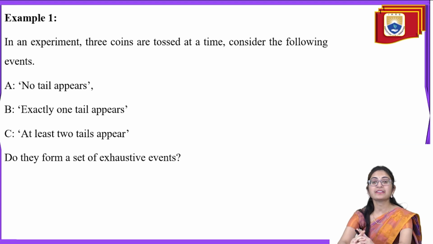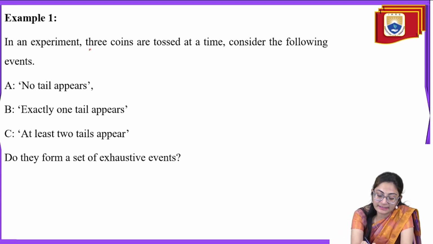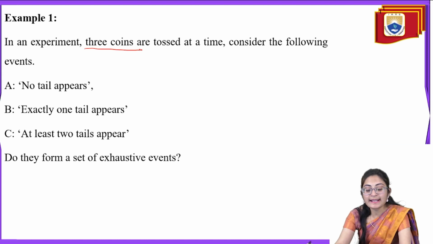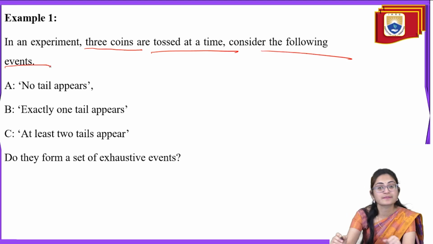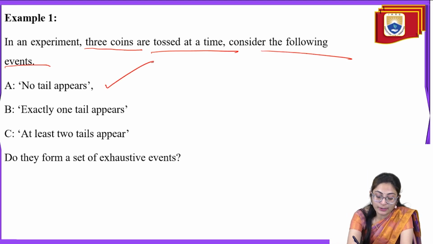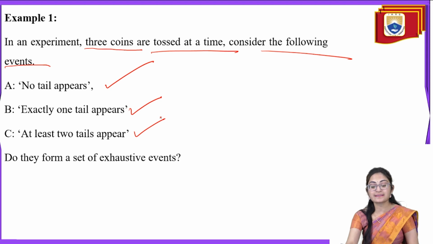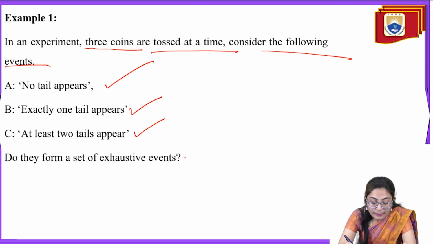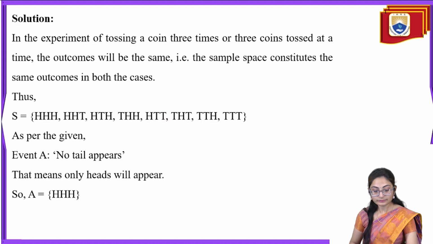Now we will take examples one by one. First one: in an experiment, 3 coins are tossed at the same time, and consider the following events. The events are A, no tail appears, B, exactly 1 tail appears, C, at least 2 tails appear. Do they form a set of exhaustive events?